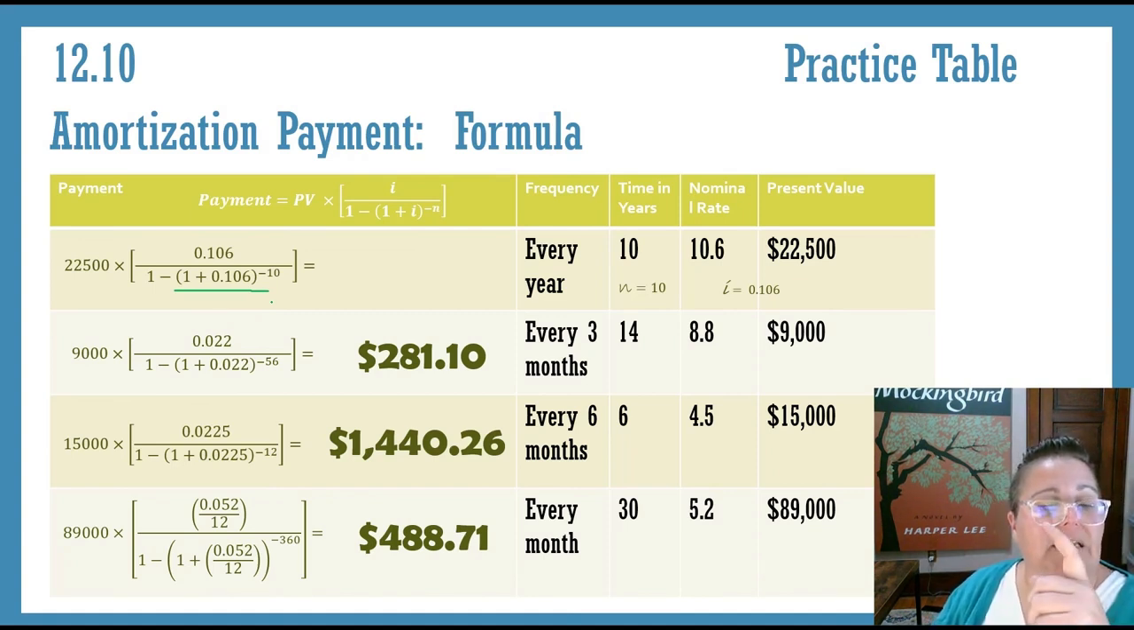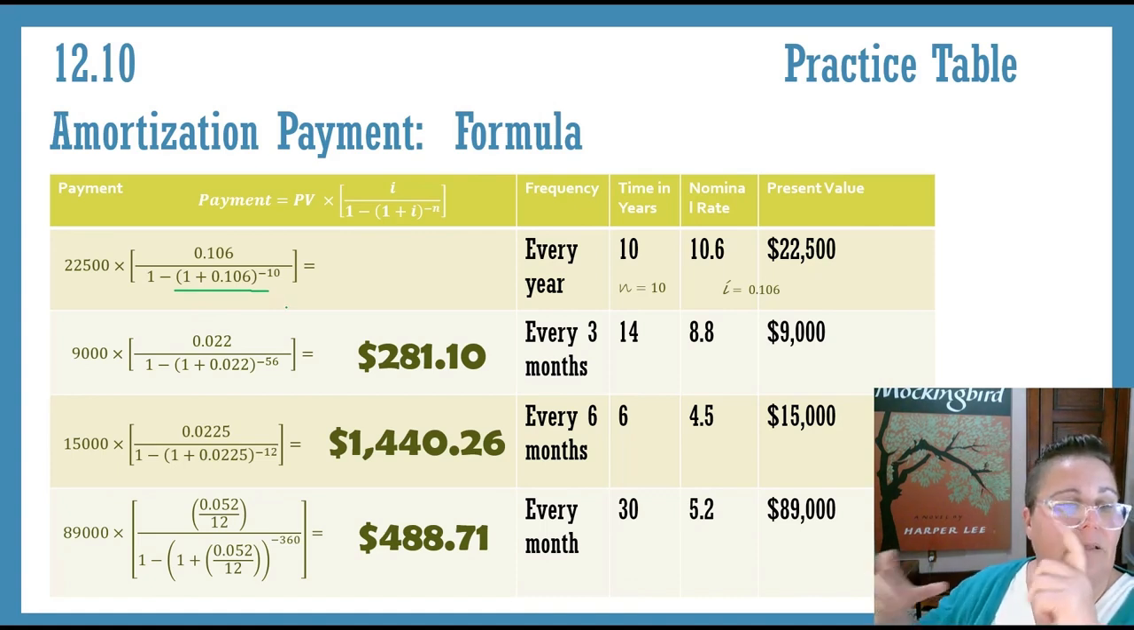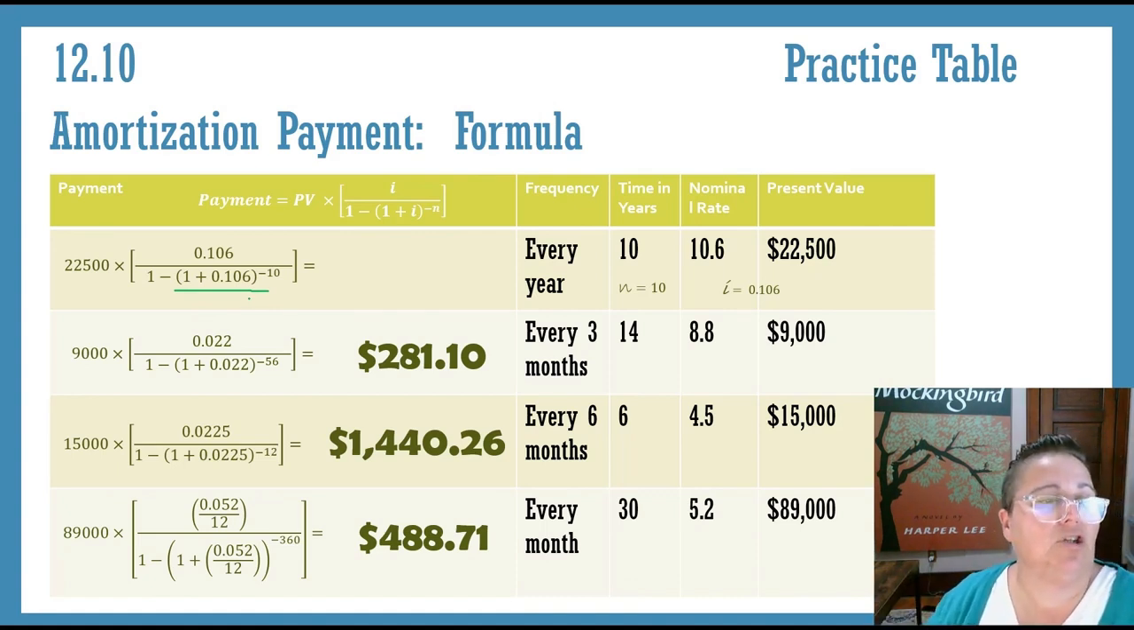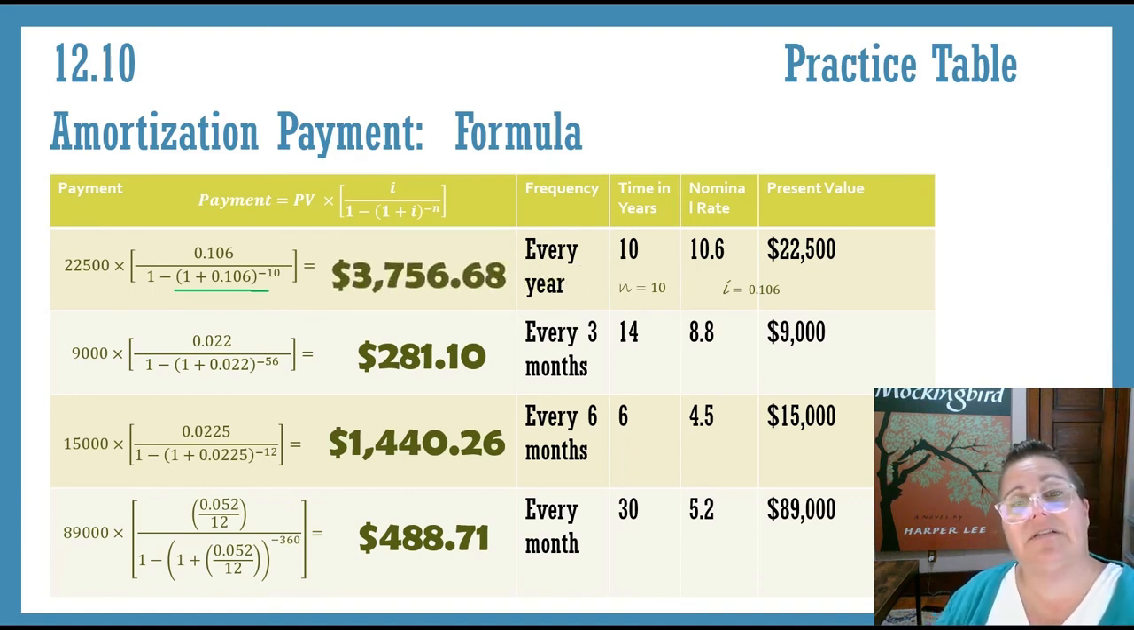So I need to take now 0.106 divided by that stored result to get what's in the brick. And then 22,500 times that number. And you should get $3,756.68. I have a sneaking suspicion that it didn't save the changes I made, that's what happened. But we'll figure it out. I don't need to click through this one because essentially it's been done for me.